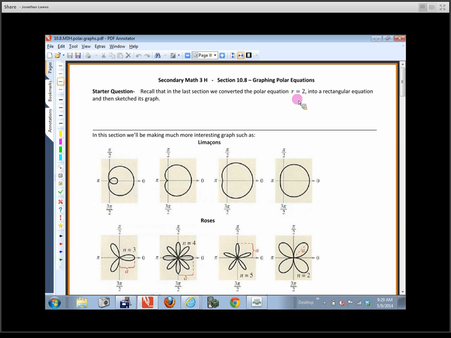Okay? What we learned to do is convert that into rectangular form. What we're going to do today is take just polar equations and graph those polar equations on the polar plane. We're not going to be worried about x's and y's or anything like that in this particular section. And we get some really cool looking graphs.